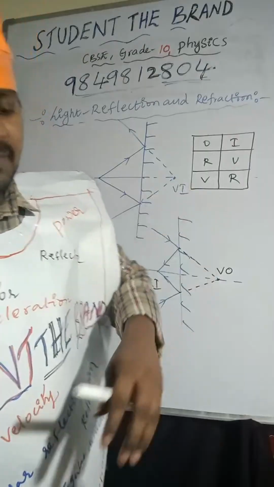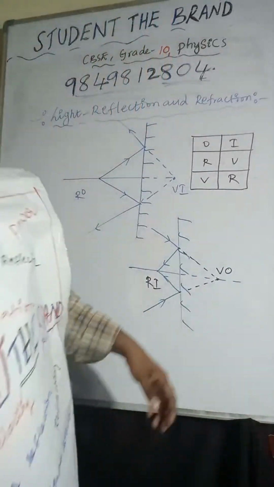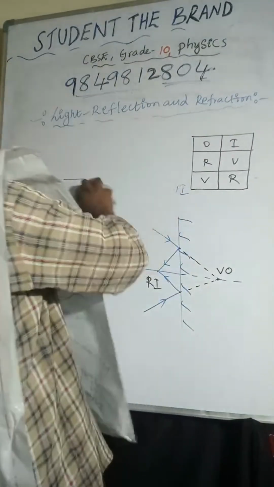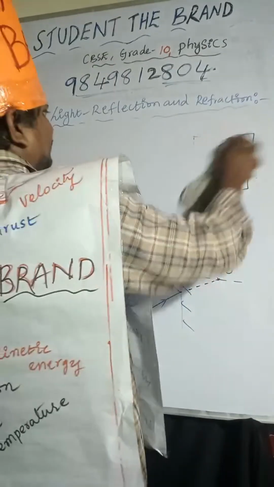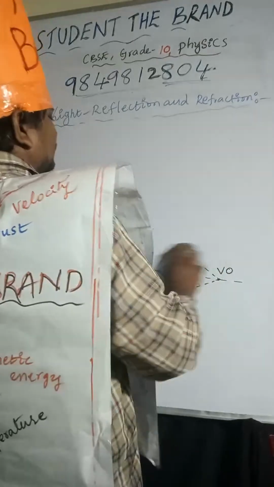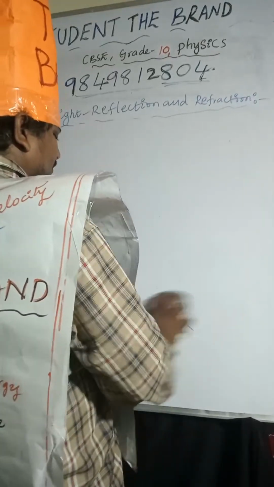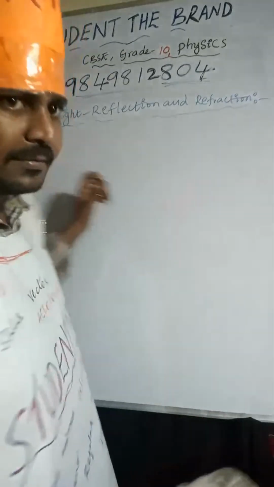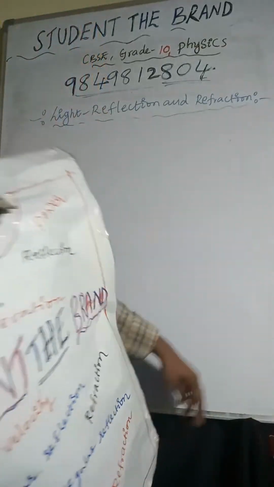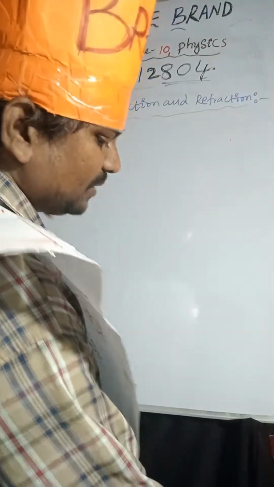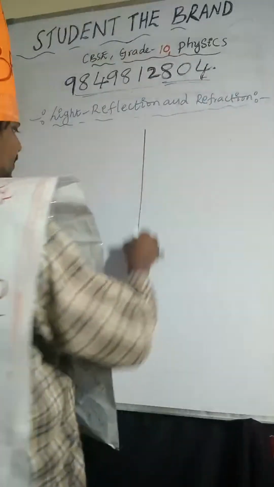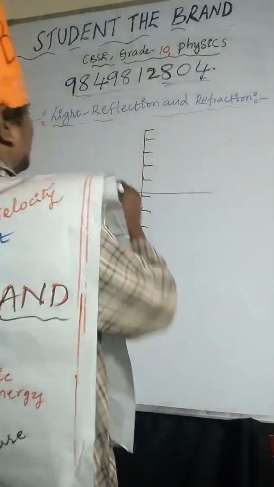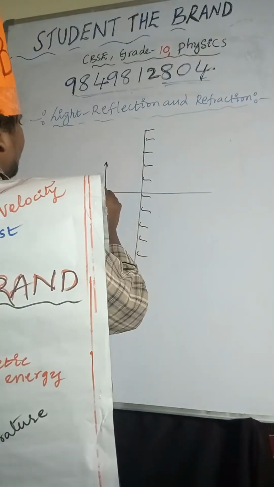And the next one, nature of the image formed by the plane mirror. So we'll discuss the nature of the image formed by the plane mirror. Here you can observe, this is the plane mirror. I am taking the object here. This is the object AB.